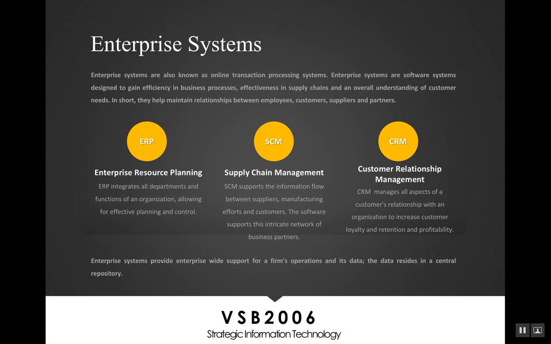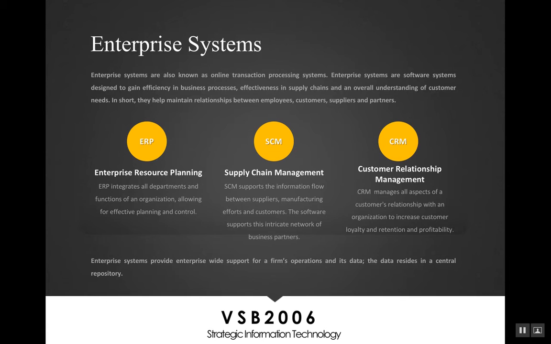And the idea of a supply chain system is that it provides the ability to align both the organization and all of its suppliers. So as we say here, it supports an intricate network of business partners, because you think of how many different types of suppliers a company might have, in coordinating all of those activities.